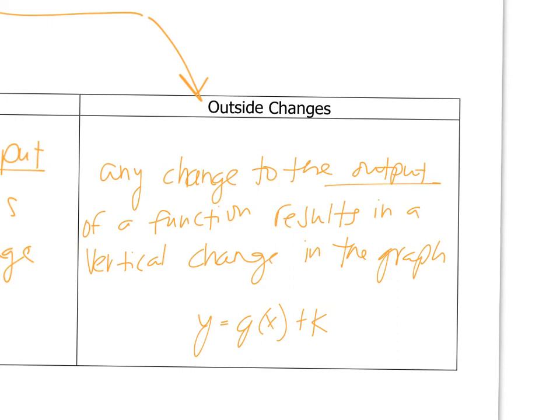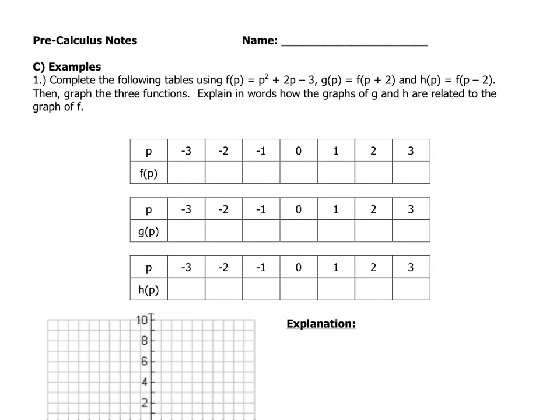If you look at the next page. Okay, so it says to complete the following tables using that function f of p that is given to us here. And then for g of p, that's going to be an inside change, adding 2 to the input.